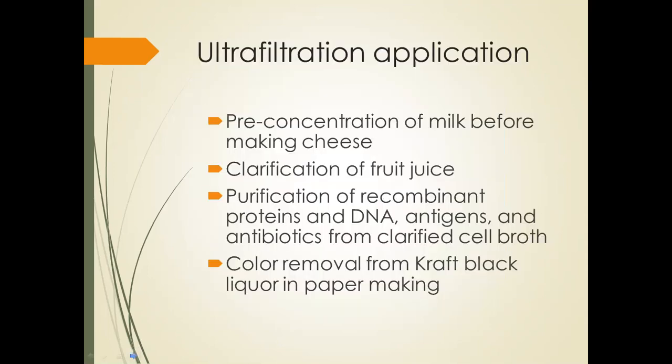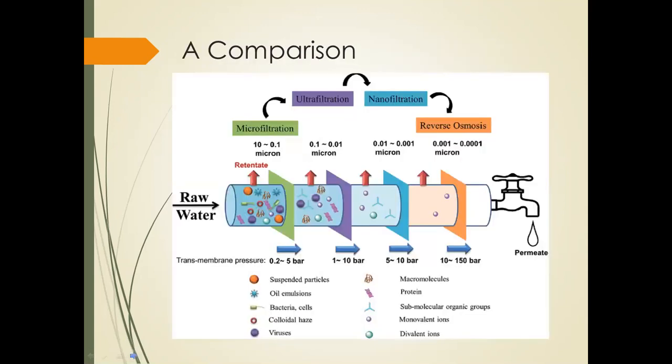Okay, that's ultrafiltration specifically and comprehensively discussed in the processing of water. So one of the many applications is pre-concentration of milk before making it into cheese, clarification of fruit juices, purification of recombinant proteins and DNAs, antigens and antibiotics from clarified cell broth, and color removal from kraft black liquor in paper making. So these are the applications of ultrafiltration processes.